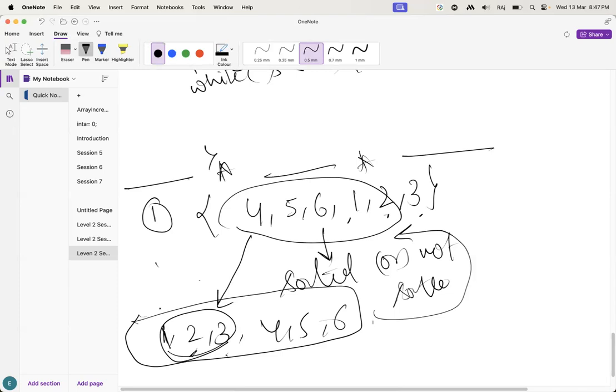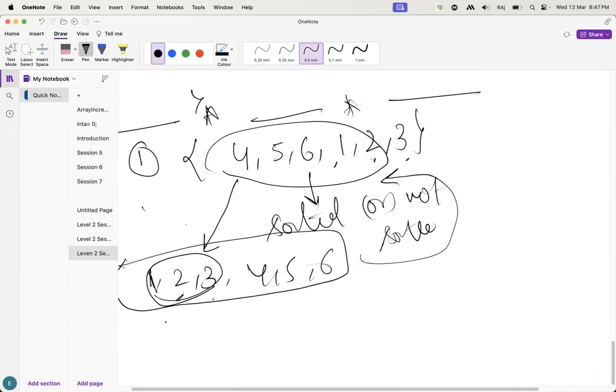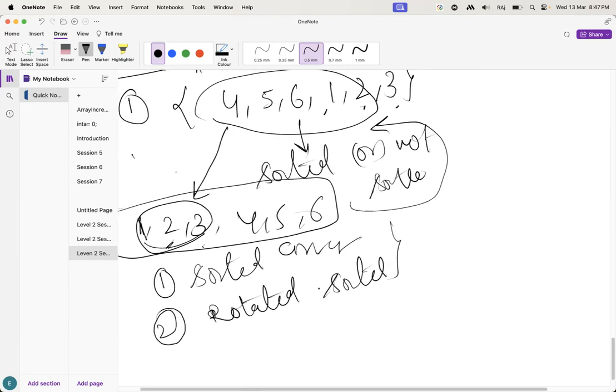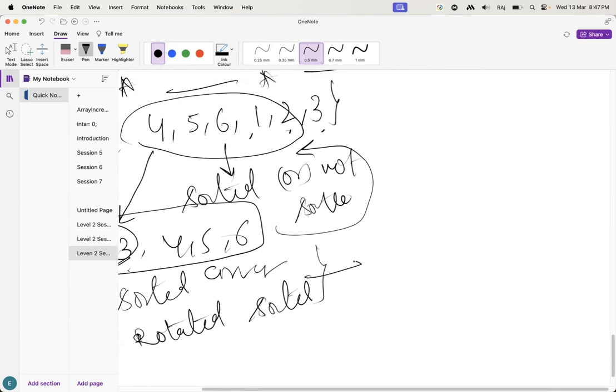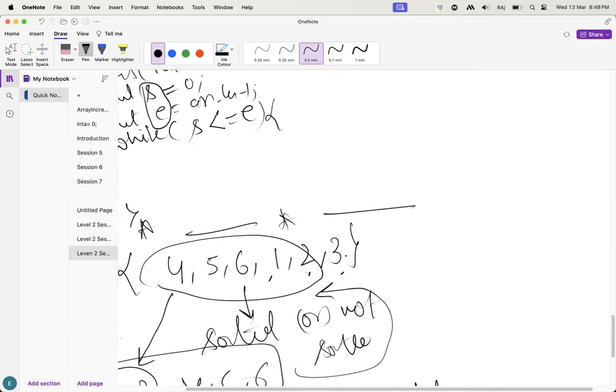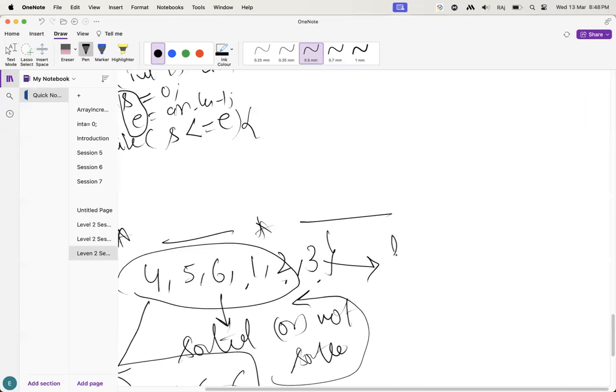So when you see the question, you have to find out 2 things: whether it is a sorted array or a rotated sorted array. These are very important, guys. So anyhow, you have to find that it is finally one sorted array. Okay, guys. Now the question may be that they have given one rotated sorted array and some target value.